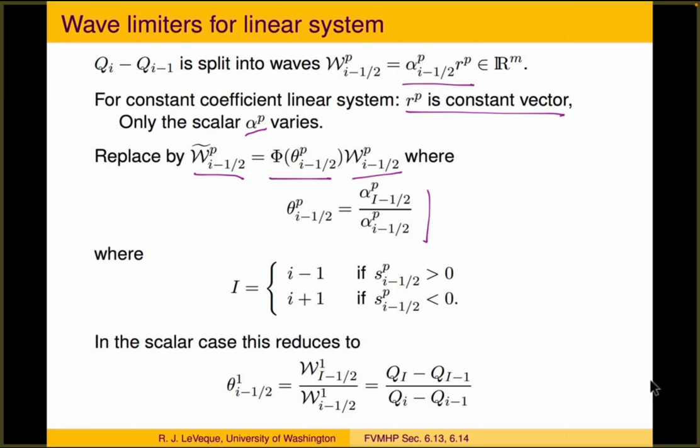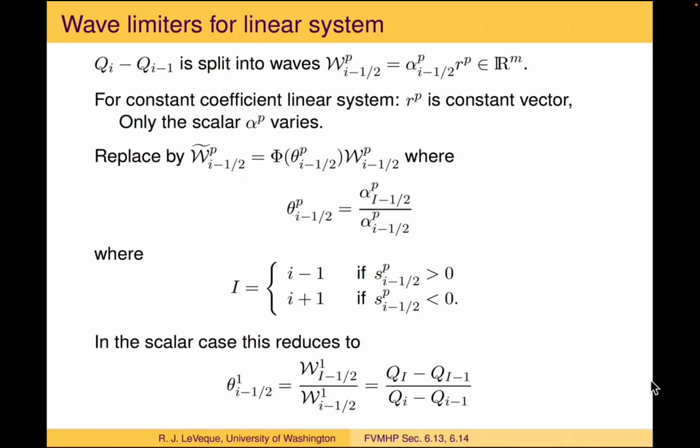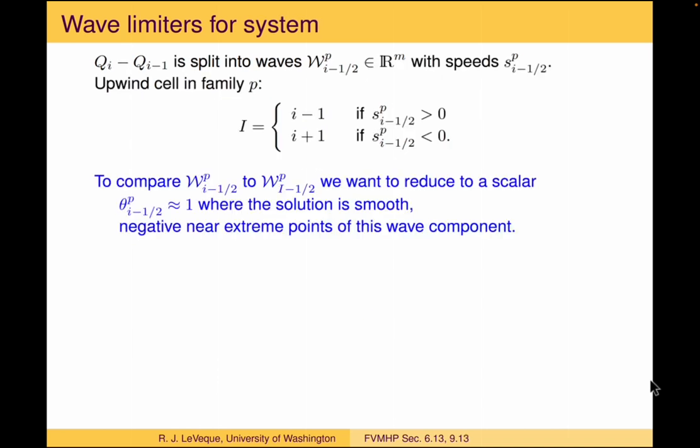And in the scalar case, this would simply reduce to looking at the ratio of the jump in Q at the upwind interface to the jump in Q at this interface. But for a constant coefficient linear system in general, we can apply exactly the same sort of limiter method, just using the scalar coefficient alpha as in our smoothness indicator theta.